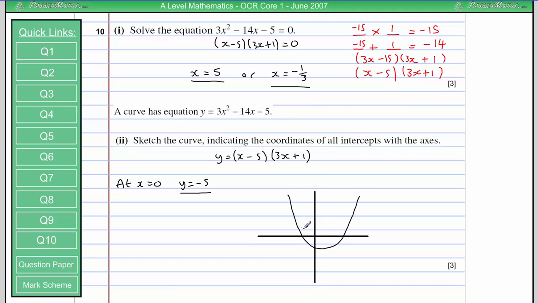So I'm going to label this point as minus 1/3. I'm going to label this point as 5, and down here I'm going to label as minus 5. So I've labelled all 3 points where it crosses the axis. Make sure your graph looks roughly symmetrical. Doesn't have to be perfect, but it should be a U-shaped parabola that goes through these 3 points.